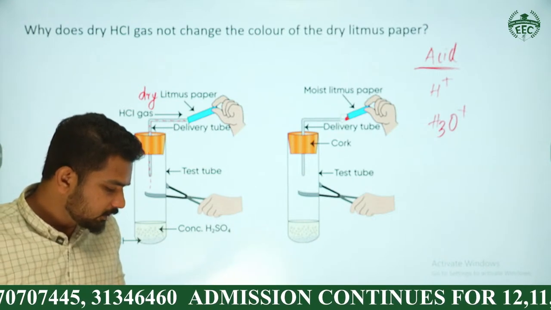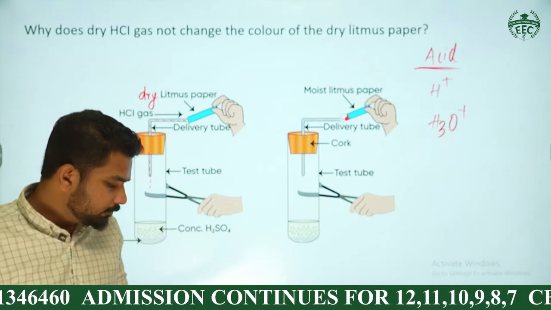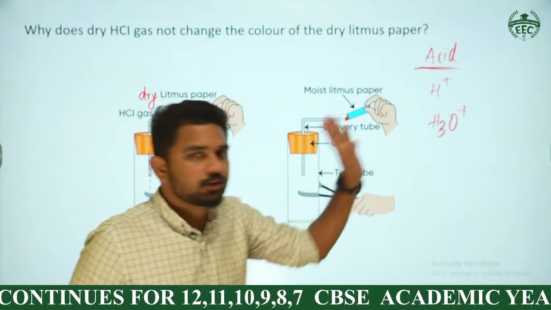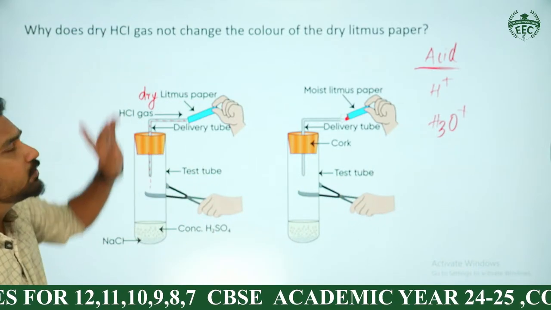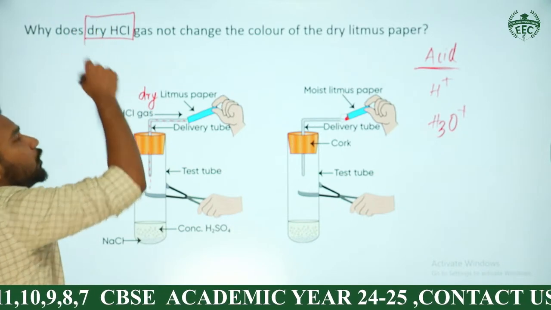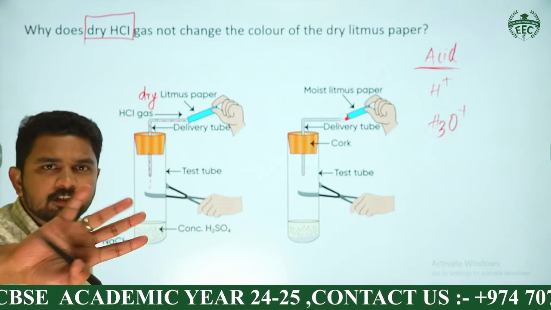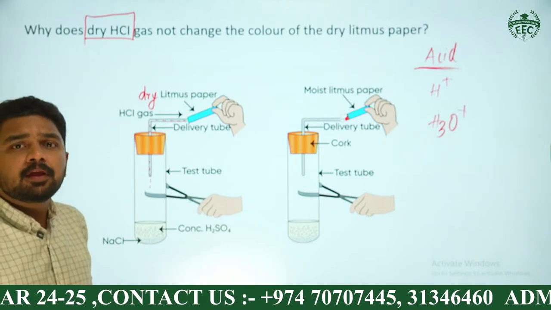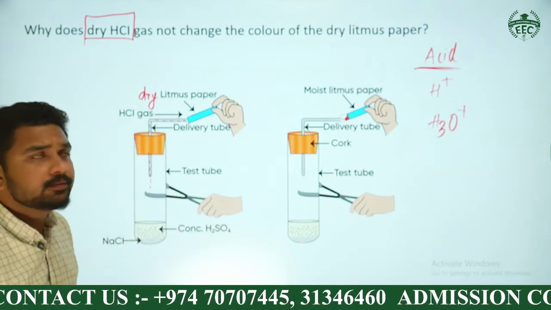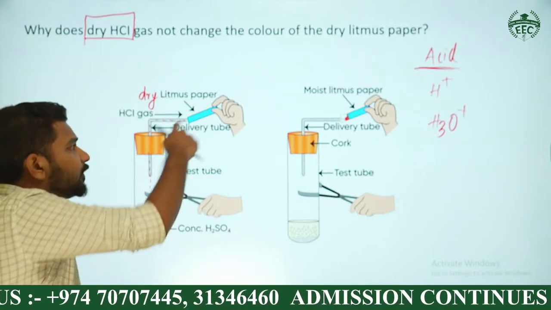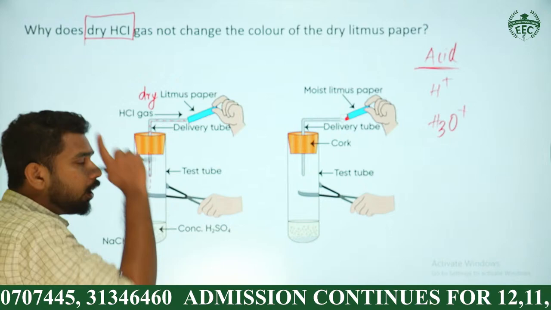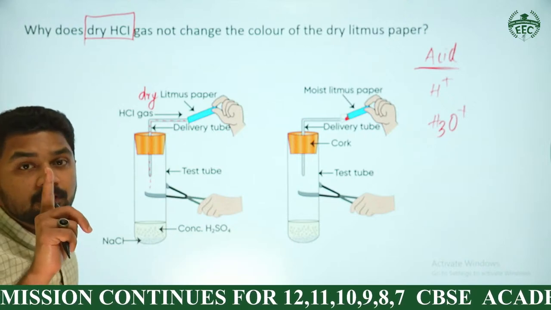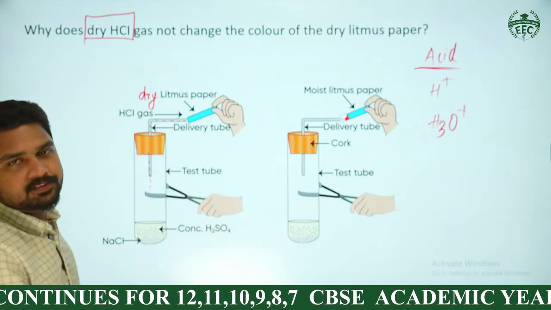Yes, no reaction in litmus paper. Very good. So, if it is an acid, it should have H plus or H3O plus ion. But if it is dry HCl, what will happen? Dry HCl will not dissociate. They will not form H plus ions. Then how can the dry HCl change the color of litmus paper? It is not possible, because if you want to change the color of litmus paper from blue to red, then you need H plus ions or H3O plus ions.